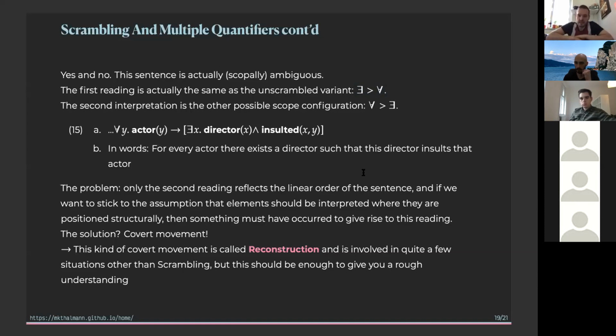To do this, we need reconstruction. Reconstruction really just means that if we have the copy theory of movement, we don't interpret the higher copy, but we interpret the lower copy. That's really all there is to it. So instead of interpreting the higher copy, which we usually always do, in most kinds of movement we interpret the higher copy and disregard the lower copy. But with reconstruction, we do the exact opposite. We interpret the lower one while disregarding the higher one.